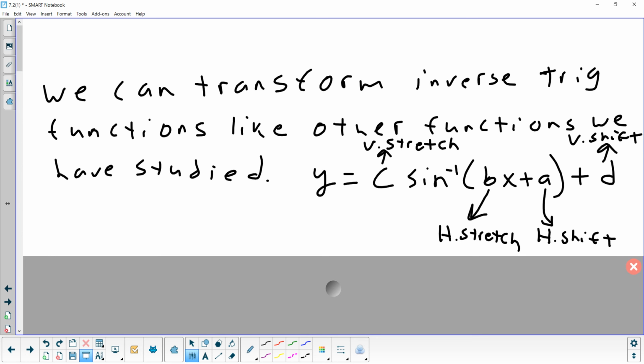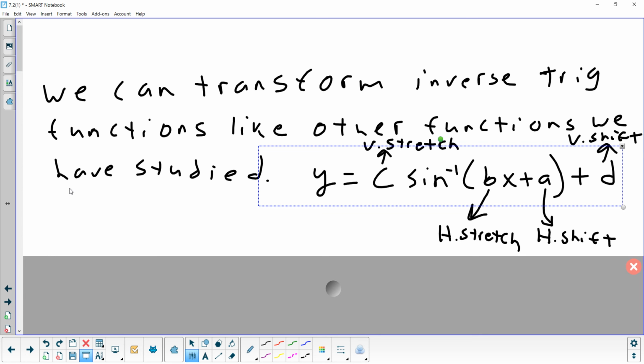B, remember, the bigger you make B, the more compressed your graph gets. If you make B 10, that's a compression by 10. If you make B 1/3, that's a stretch by 3. So remember, B is the opposite. What if B is negative? What does that cause your graph to do? Yep. It's a reflection. Specifically, it's a horizontal reflection, which means it's a mirror image over the y-axis. C, if that was negative, that's a vertical reflection.